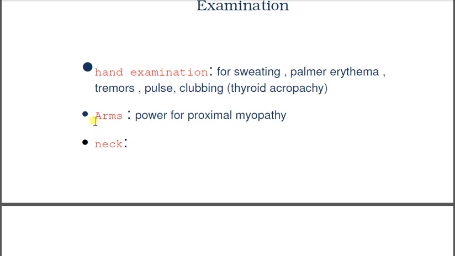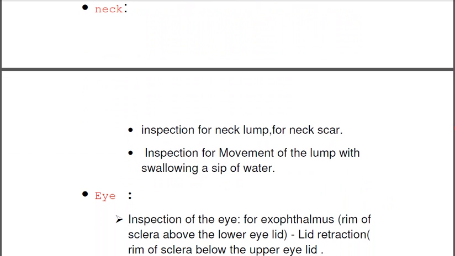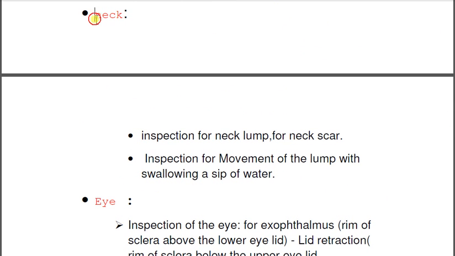Then the arms. I'm going to examine the arms against resistance for proximal myopathy. The neck. Then I'm going to sit down in front of the patient to check the neck and eyes. The neck: I'm going to inspect for the neck lump, for any scars, for the diffusion of the lump. I'm going also to ask the patient to take a sip of water and inspect for the movement of the lump.